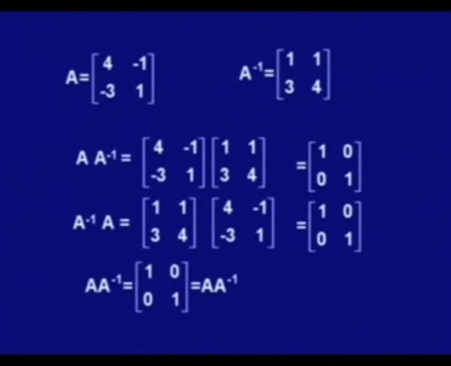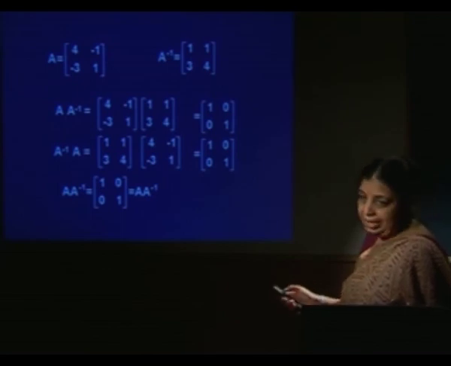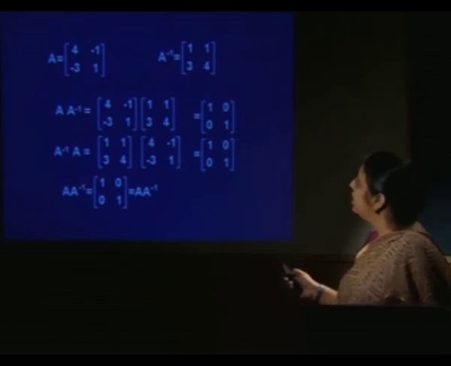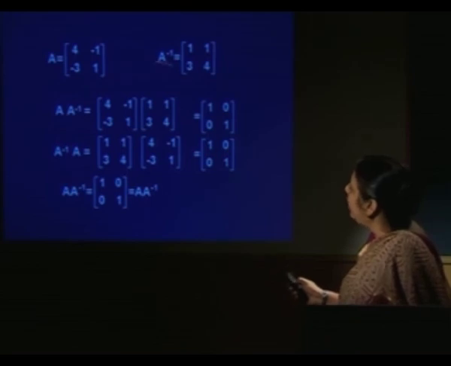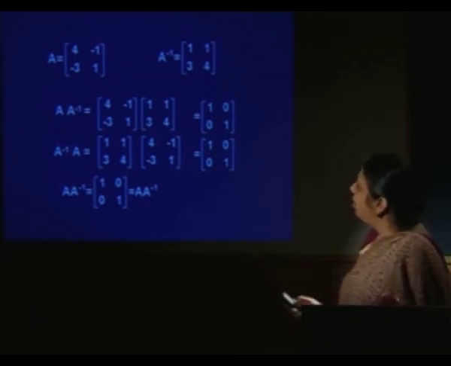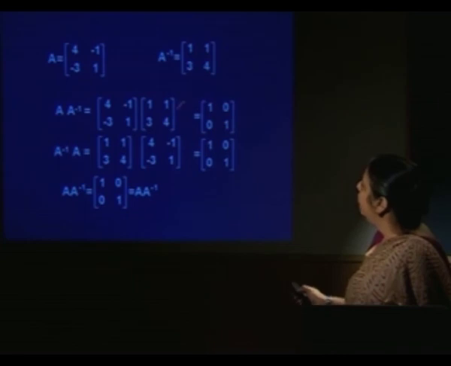Now, for example, we consider a 2 by 2 matrix A as 4, minus 1 in the first row, minus 3, 1 in the second row. Then my claim is that A inverse is this. How I find this is a different issue, but at the moment my claim is that A inverse is the inverse of this. So, let us check whether my claim is correct or not. What I do is perform the multiplication A and A inverse.